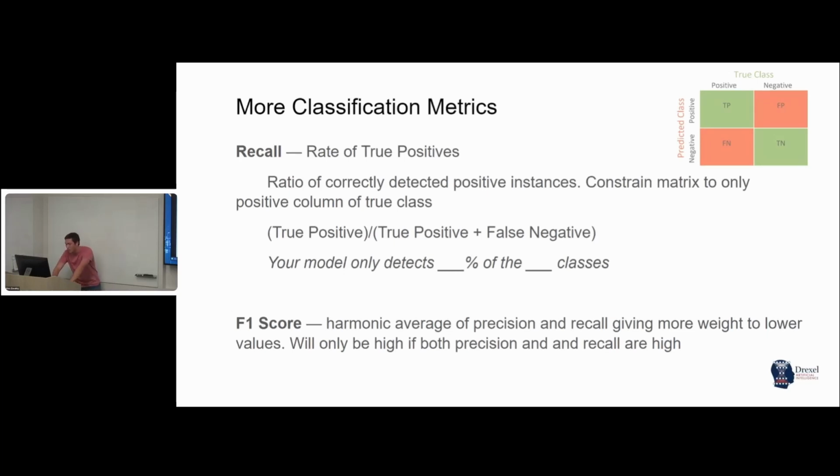F1 score is also a really important metric. That's basically averaging precision and recall, giving more weight to lower values. So it's basically like trying to detect anything bad that could happen with the model and getting accurate predictions. So it would definitely be higher with higher precision and recall because it's the average of them.